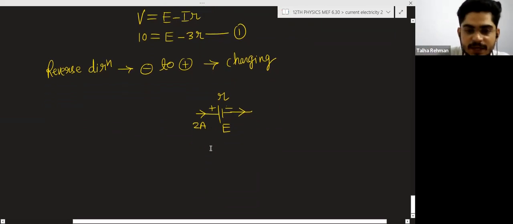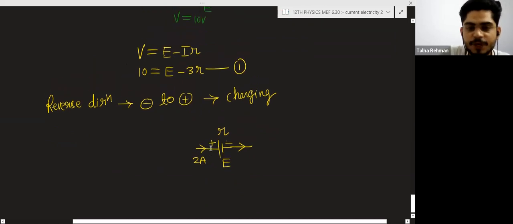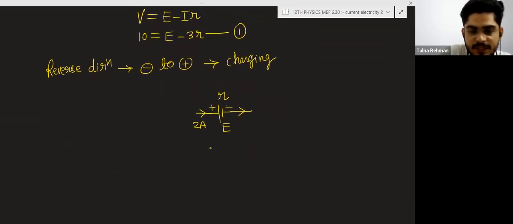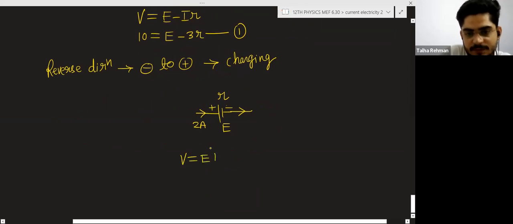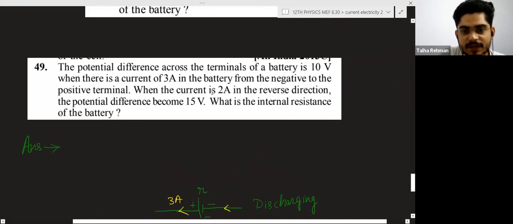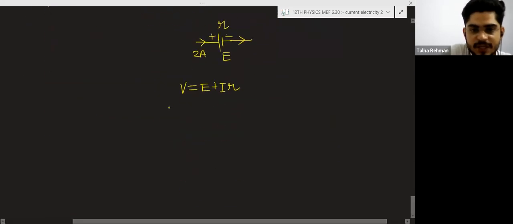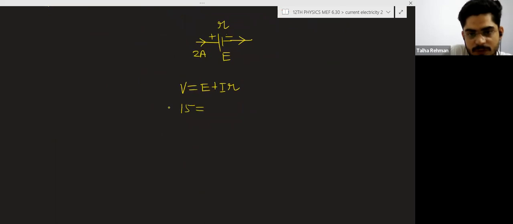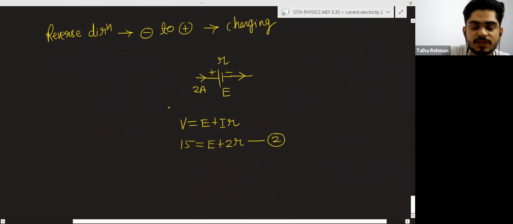So what is the terminal voltage or potential difference for this condition? V is equal to E plus IR. We have already written this for the charging of cell or battery, and they are saying when the current 2 ampere is in the reverse direction, the potential difference becomes 15 volt. So this time V is given as 15 volt, and 15 = E plus 2 into R. This is your equation number 2. So now you will solve both the equations, equation 1 and 2, and you will get the answer.